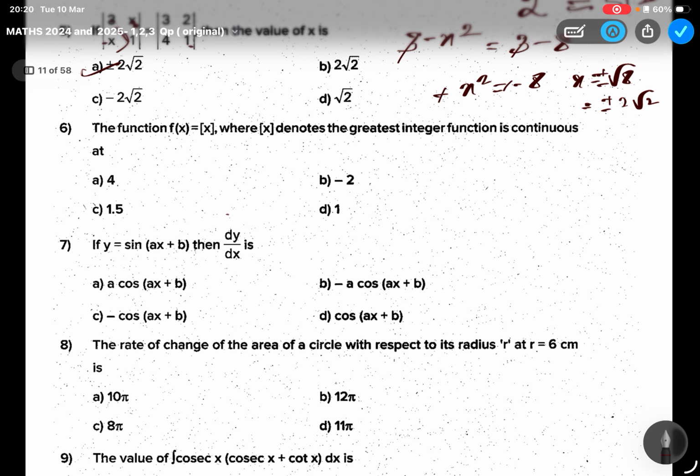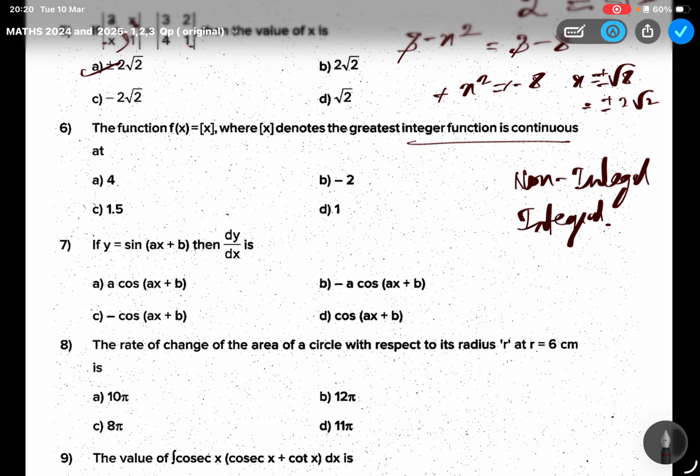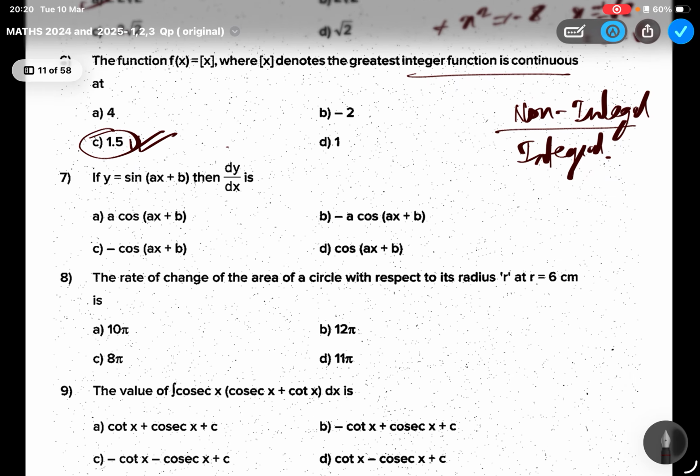And here they are also asking about the greatest integer function being continuous. I told you earlier, it is continuous at non integral values and discontinuous at integral values. So here the non integral value is 1.5. In this place it is continuous, here it is discontinuous.